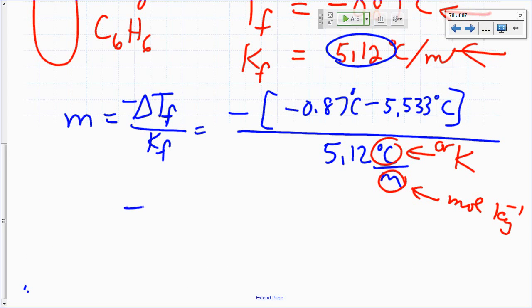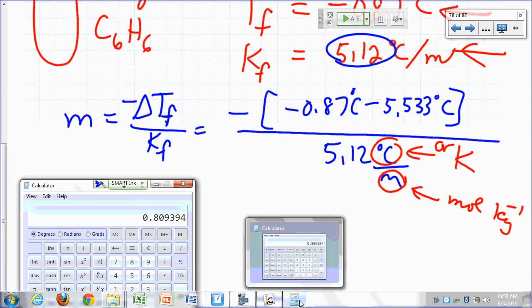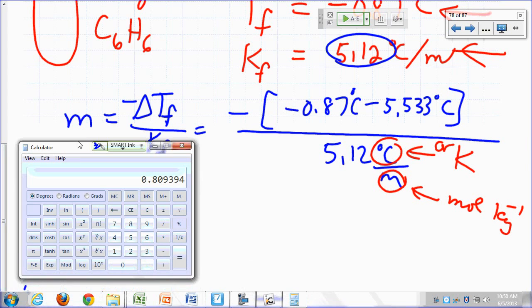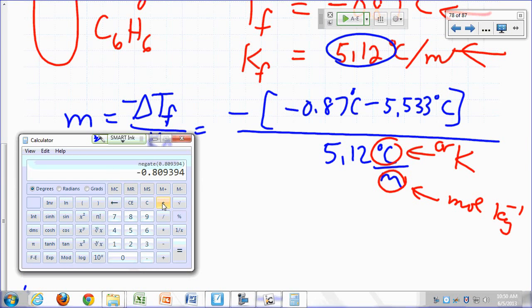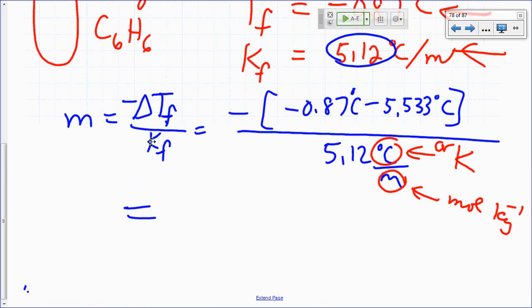All right, so let's go ahead and finish this up. Let's see, what do we have here? What's our delta Tf? Negative 0.87. So negative 0.87 minus 5.533, that's negative 6.403. So it's the negative of negative 6.403.